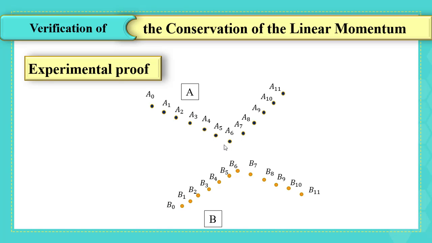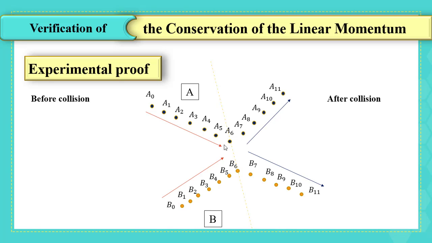Now experimentally. First, let's go back to the figure obtained by the experiment. We should name the dots to make the study of the positions clear: A1, A2 till A6 or B1 till B6 are the successive positions of the center of mass of A and B before collision, while A6 to A11, B6 to B11 are the successive positions of the center of mass of A and B after collision.